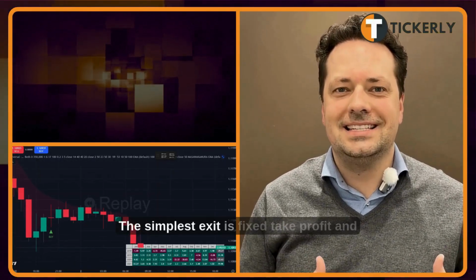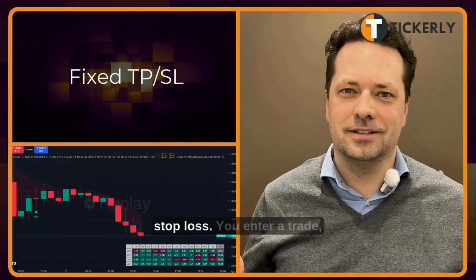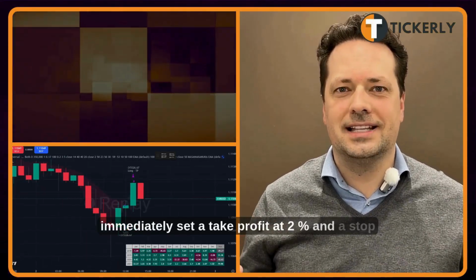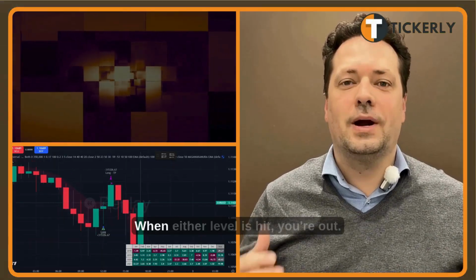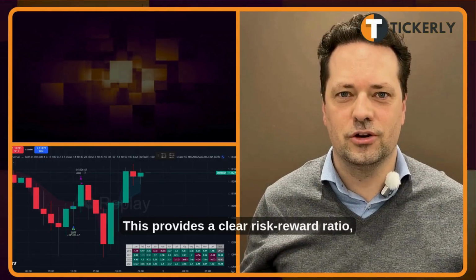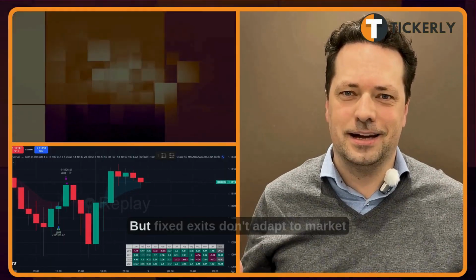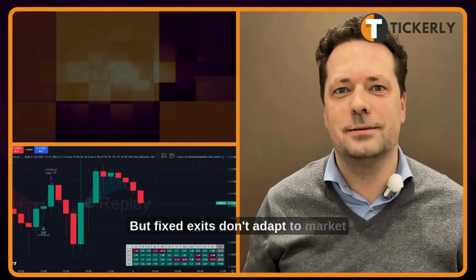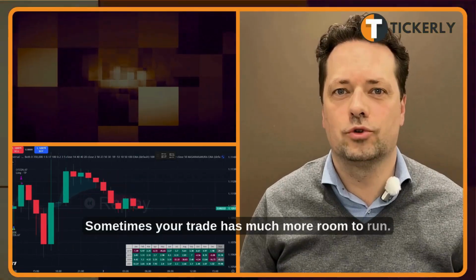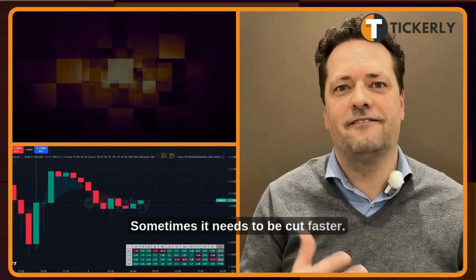The simplest exit is fixed take profit and stop loss. You enter a trade, immediately set a take profit at 2% and a stop loss at 1%. When either level is hit, you're out. This provides a clear risk-reward ratio, and it's easy to backtest. But fixed exits don't adapt to market conditions. Sometimes your trade has much more room to run. Sometimes it needs to be cut faster.